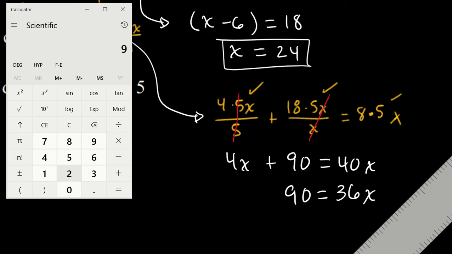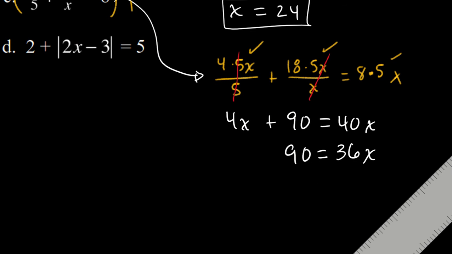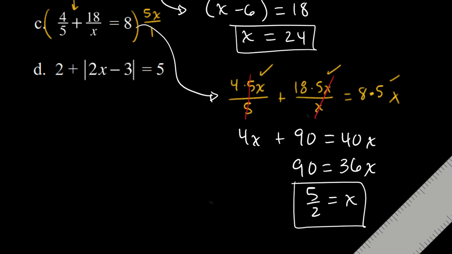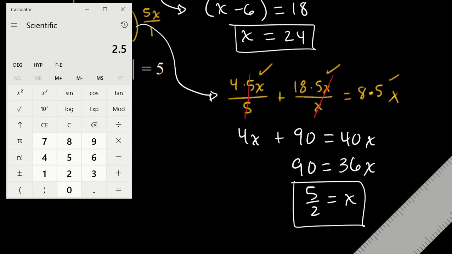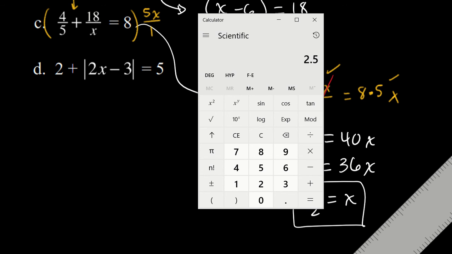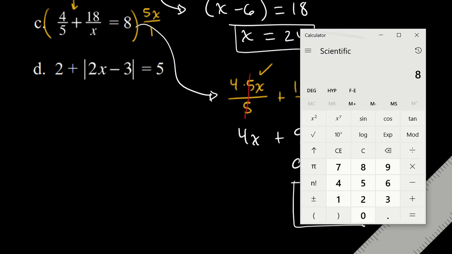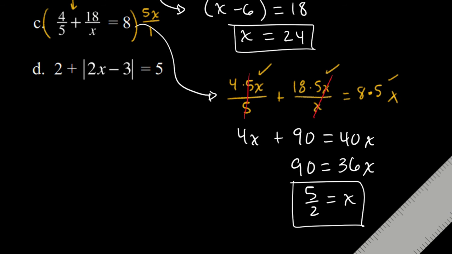I'm just going to take 90 and divide it by 36, and I get 2.5, right? Which I would probably write as 5 halves. So x is 5 halves. Now, that probably is worth me attempting to check that one. So if I take 18 and I divide it by, open parentheses, 5 divided by 2, close parentheses, plus 4 divided by 5. I should get the answer of 8. And I do, yeah.